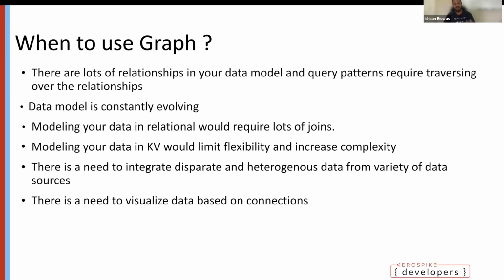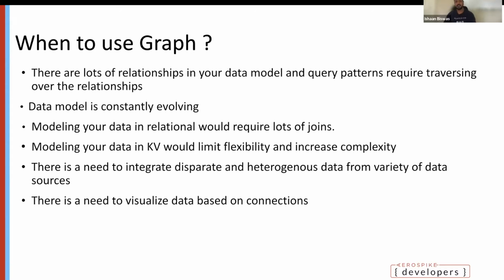Now, the other couple of key things is, if you're considering a graph data model, you can also do similar things with a relational database, or in fact, even a key value store for that matter. Both of them, again, have their pros and cons. So if you're modeling your data in a relational system and it requires a lot of joins, that again would be a good fit for you to look towards graph.